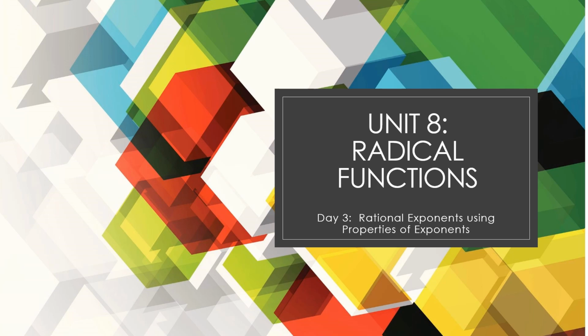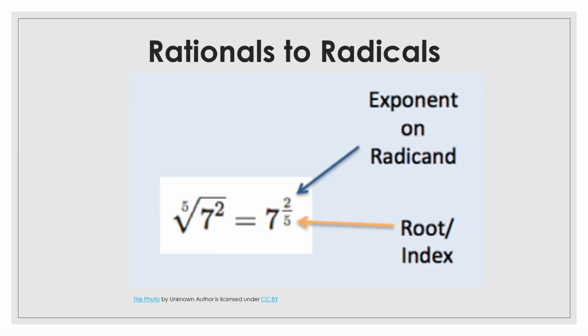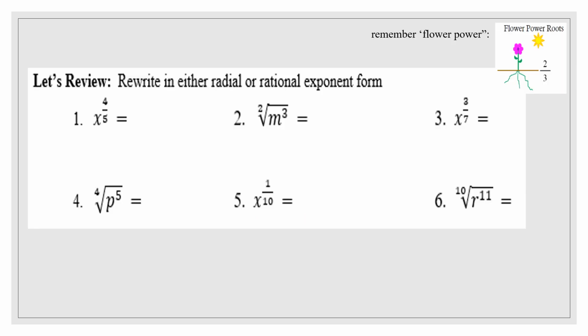In this lesson of radical functions, we are going to be using our rational exponents and properties of exponents. So again, same review we've done for each of these lessons. Remember, the radical form, the fifth root of 7 squared, can be written in rational exponent form as 7 to the 2/5 power. So we're going to just quickly review rewriting in rational exponent form or putting it back into radical form.